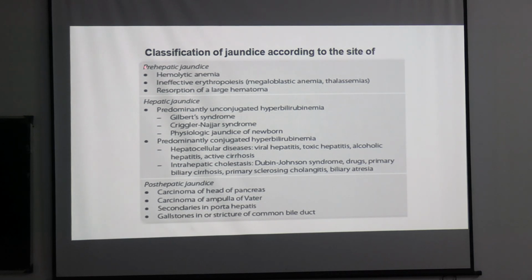So, these are the causes. Pre-hepatic jaundice: hemolytic anemia, ineffective erythropoiesis, resorption of a large hematoma. Hepatic jaundice: Gilbert and Crigler-Najjar syndrome, predominantly conjugated hyperbilirubinemia, viral hepatitis, toxic hepatitis, alcoholic hepatitis, active cirrhosis, and Dubin-Johnson syndrome. Post-hepatic: carcinoma of head of pancreas, carcinoma of ampulla of Vater, secondaries in porta hepatis, gallstone in or stricture of common bile duct.